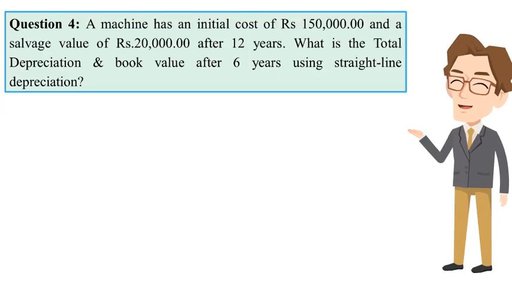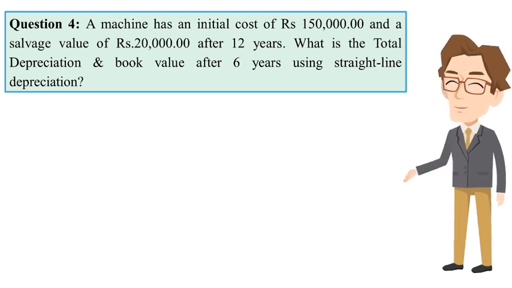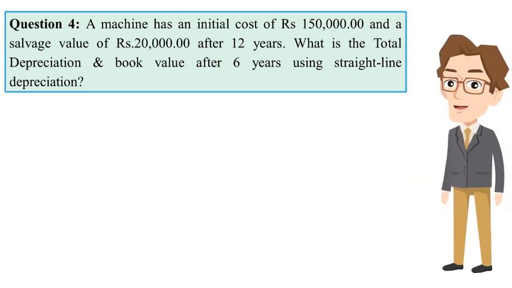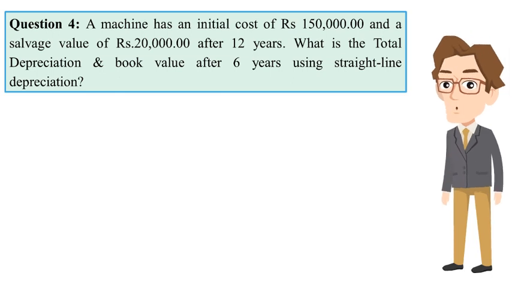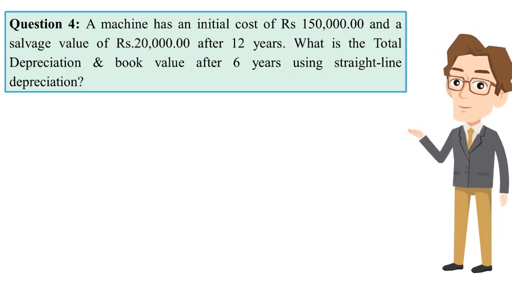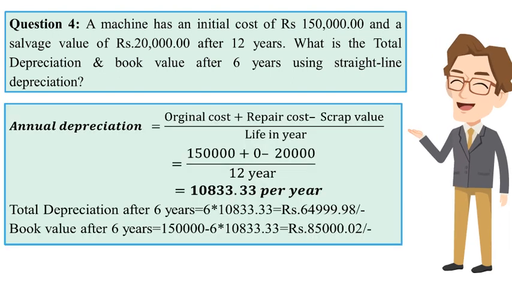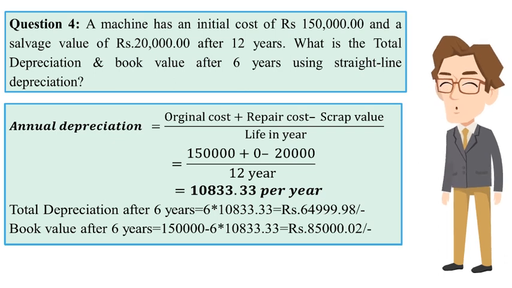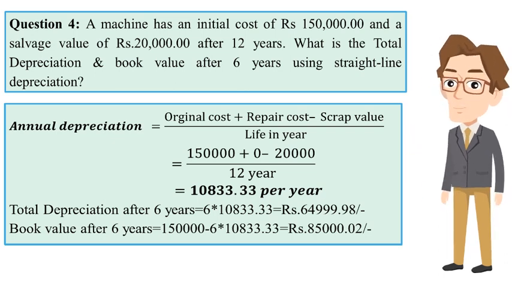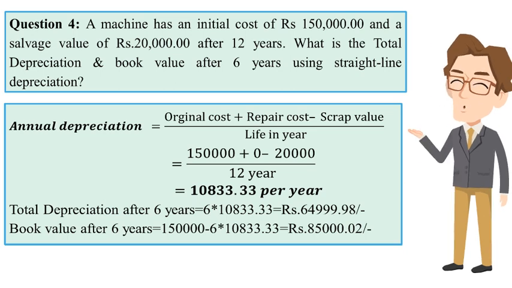Consider a machine that has an initial cost of 150,000 rupees and a salvage value of 20,000 rupees after 12 years. We want to find the total depreciation and book value after 6 years using straight-line depreciation. The formula for annual depreciation is: original cost plus repair cost minus scrap value, divided by life in years.